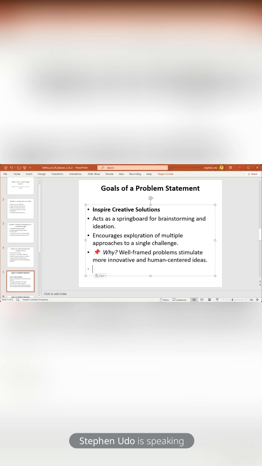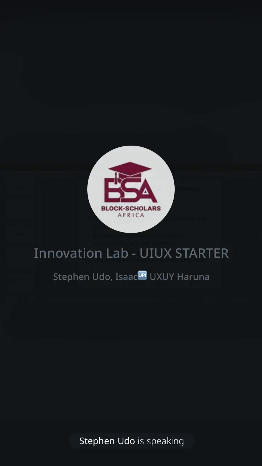It encourages exploration of multiple approaches to a single challenge. You can try 1001 patterns to solve one particular problem. Why? Because you already know the problem and you have stated it down. So you are trying to tackle just one problem. You understand? Because well-framed problems stimulate more innovative and human-centered ideas. So it's inspire creative solutions.